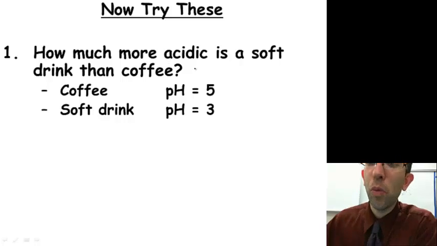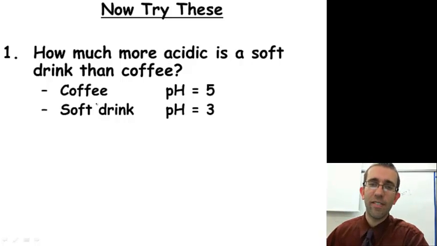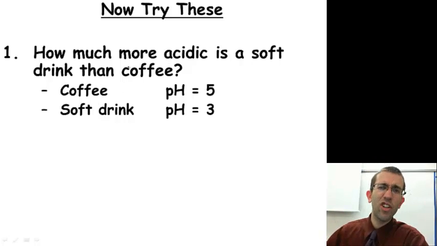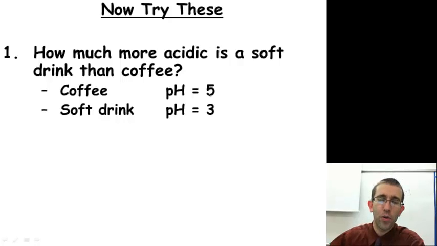All right, how much more acidic is a soft drink than coffee? This will give you an understanding of how logarithms work in the pH scale. A soft drink has a pH of 3, and coffee has a pH of 5. So how much more acidic is the soft drink than coffee? The first thing to realize is that the lower the pH, the more acidic. I want to take the difference between these two, and the difference is a pH of 2.